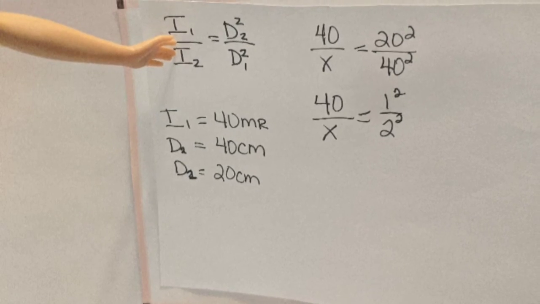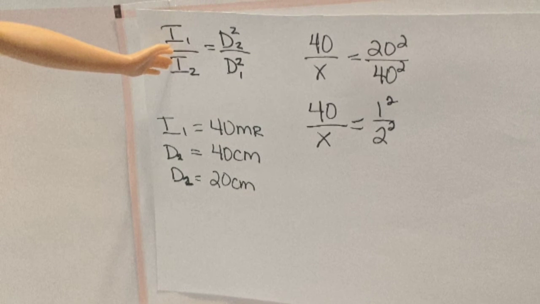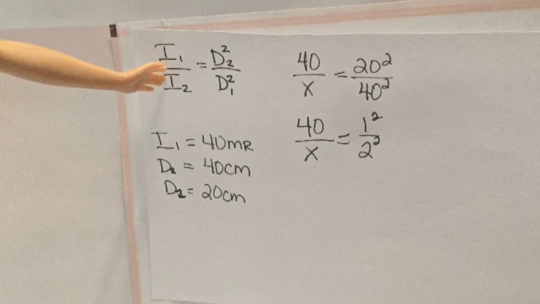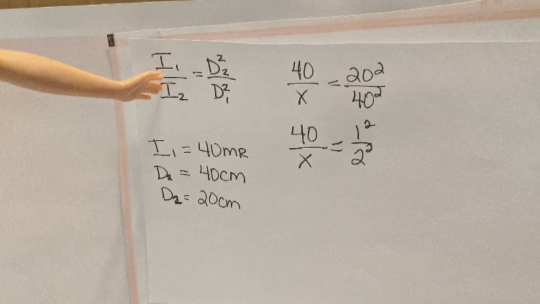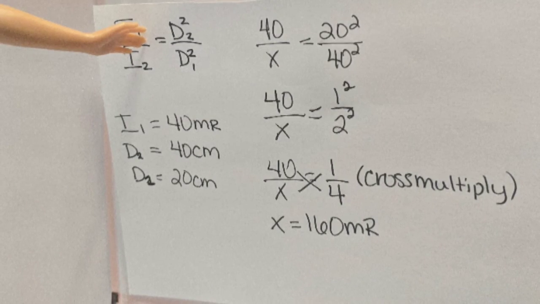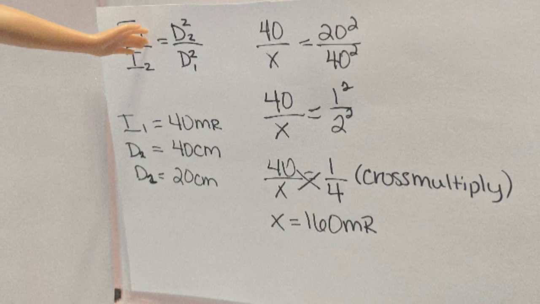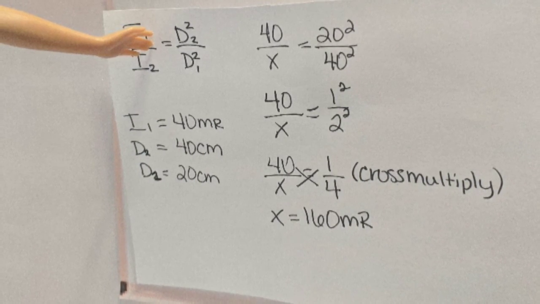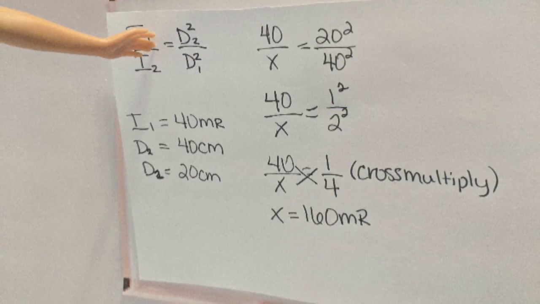Applying the numbers into the equation, we will end up with 40 over x equals 1 squared over 2 squared. This is simplified by reducing the fraction. Once we cross multiply, our solution is finally 160 mR. This is what the intensity would be at the new distance of 20 centimeters.